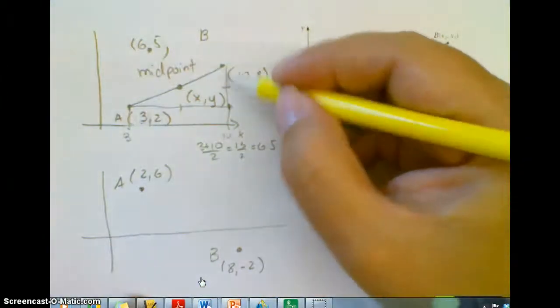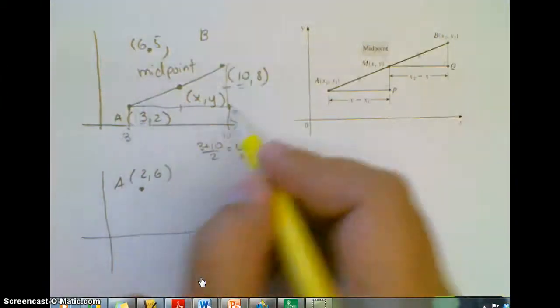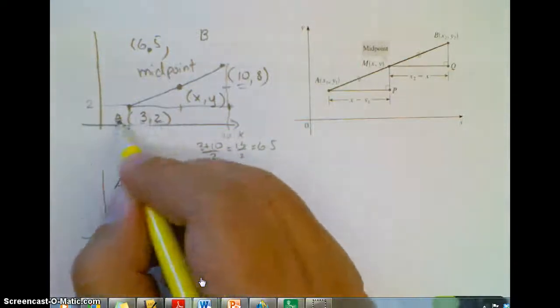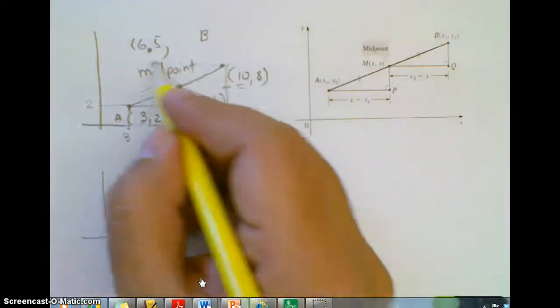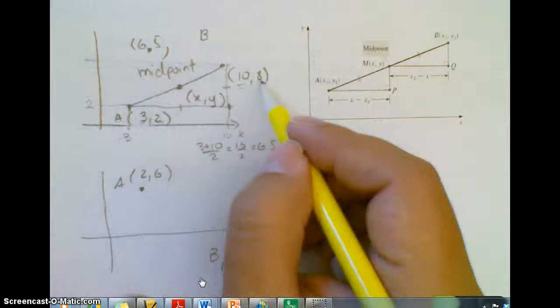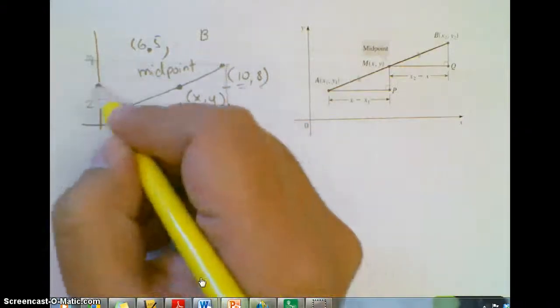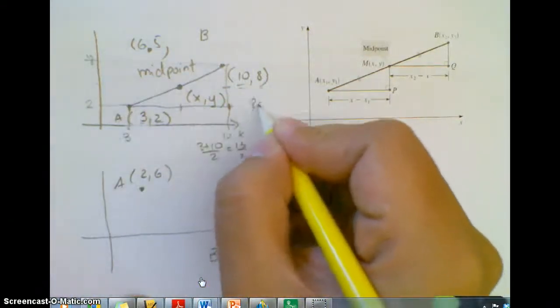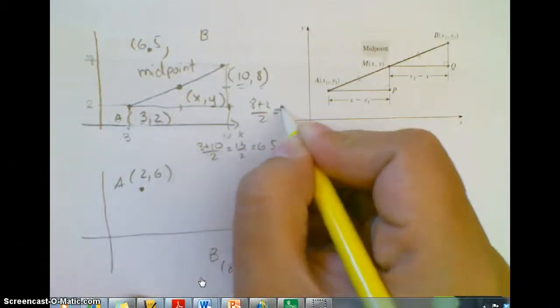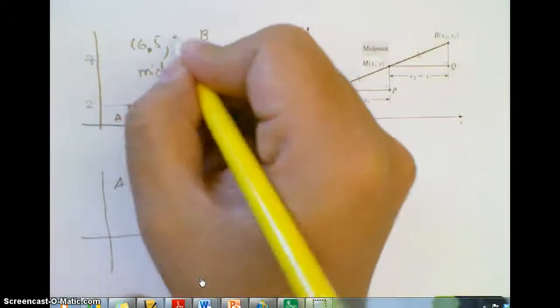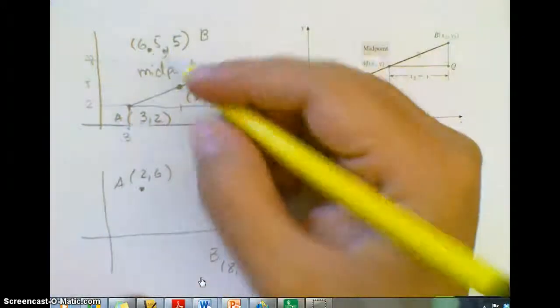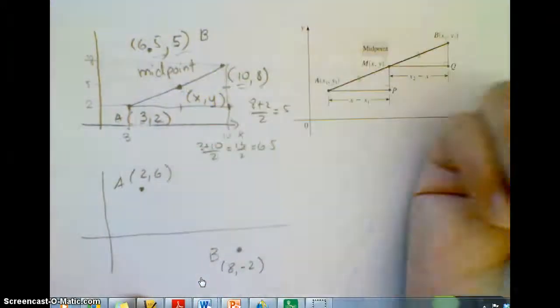And now, what would be the average of the y coordinates? I know this y coordinate is 2 because the y for my A is 2, and I know this y coordinate for my point B is 8. So the point in the middle is going to have coordinates 8 plus 2 over 2, and that will be 10 over 2, that will be 5. So I know this coordinate is 5, so my midpoint has coordinates 6.5, 5.